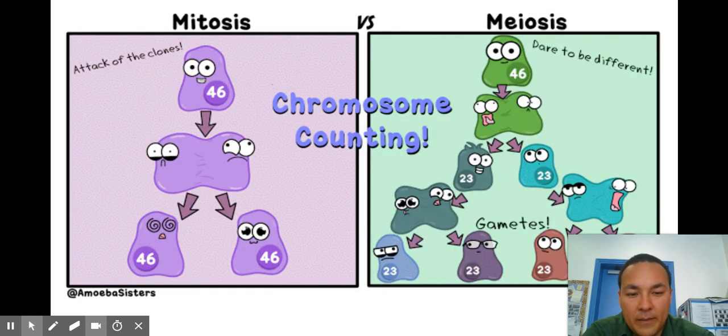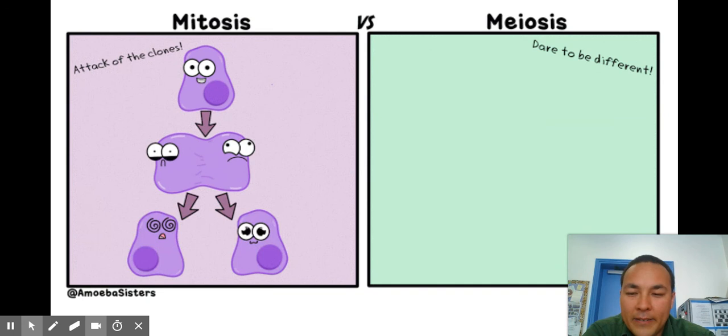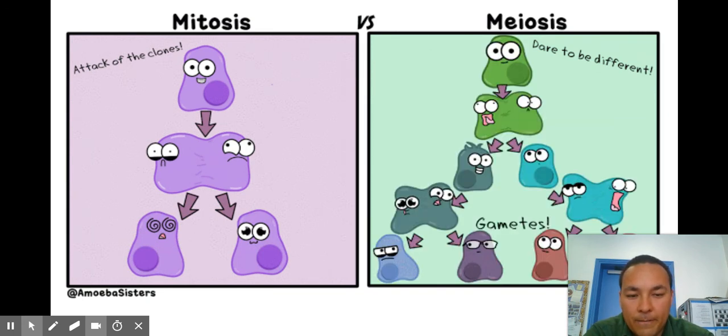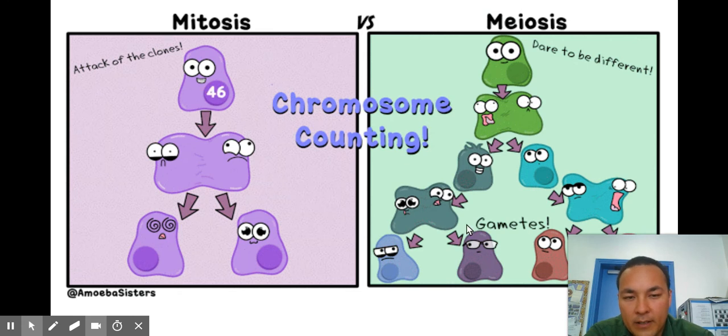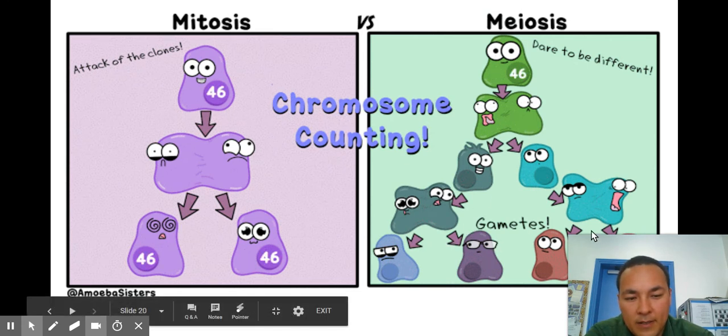All right, this is from the Amoeba Sisters. I highly recommend you check out their chromosome counting video if you're confused about what's going on here. Notice how meiosis is going to make all different ones and mitosis makes identical.